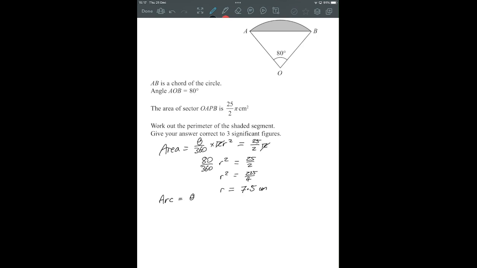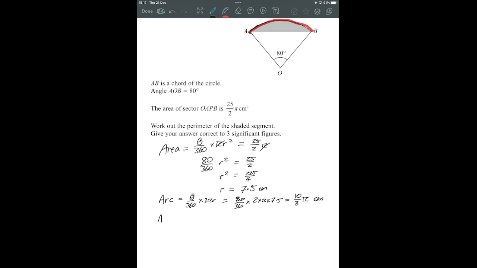The arc length formula is theta/360 times by the entire circumference. So that's going to be 80/360 times 2 pi times 7.5. Typing that into my calculator, I'm going to leave out the pi for now, and I type it in to give me 10/3 pi. So that's going to be the curvy bit of my picture. So I've done the curved AB.